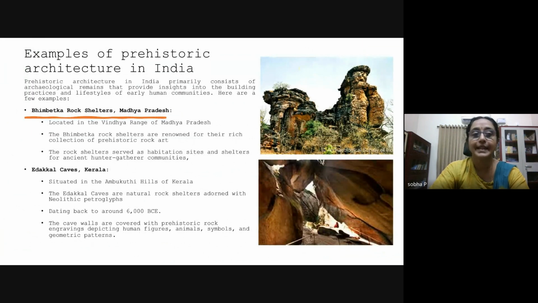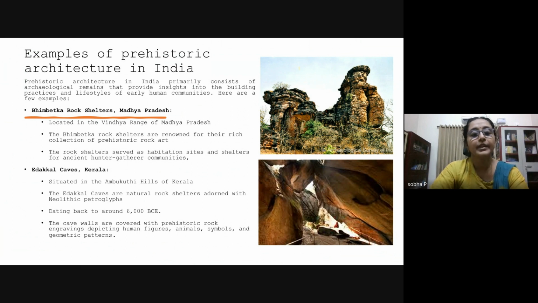And then some examples of prehistoric architecture in India. There are many, but I am just highlighting the main ones: the Bhimbetka rock shelters in Madhya Pradesh and the Edakkal caves in Kerala. That is prehistoric architecture. By looking at these structures, we gain insights into the building practices and lifestyles of early human communities. Bhimbetka is renowned for its rich collection of rock art. The rock shelters served as habitation sites and shelter for hunter-gatherer communities.